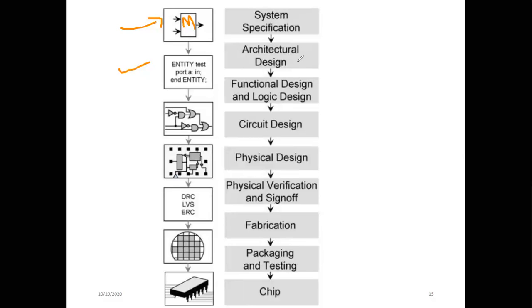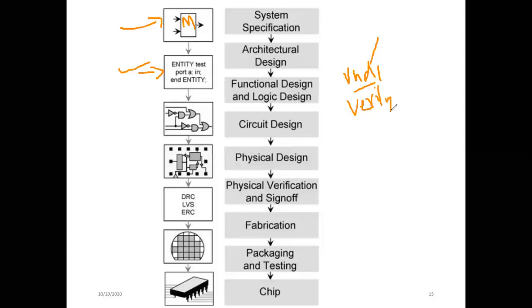Architecture design. Once the architecture design is done, you need to write the program with the help of coding. In the sense, there are two ways. Once the system specification is given, one way is writing the program, that is either VHDL or Verilog. This is the one way we can do.